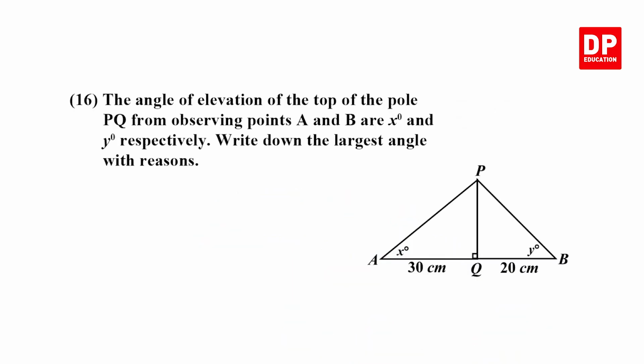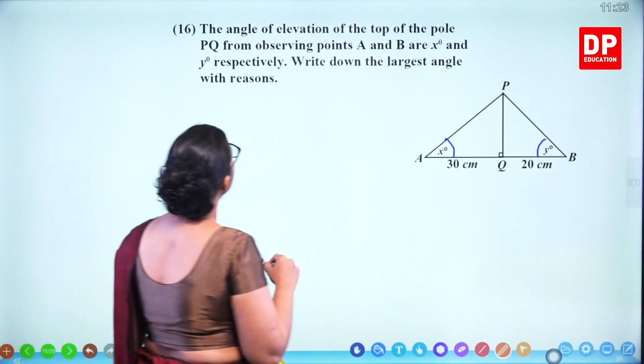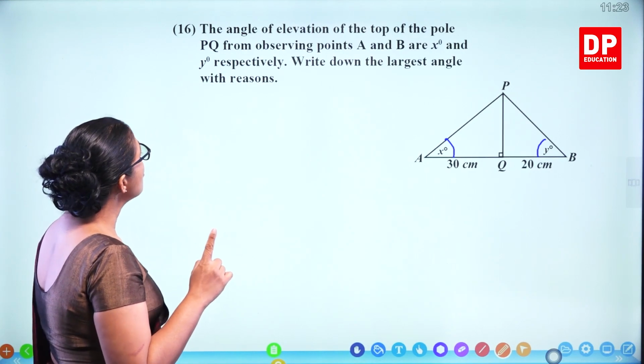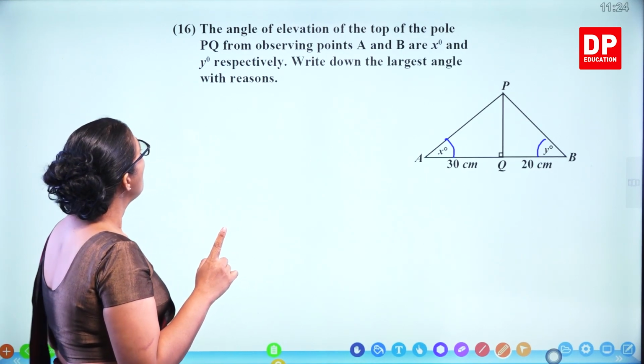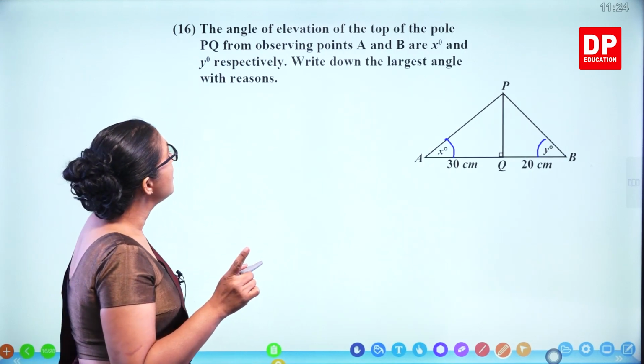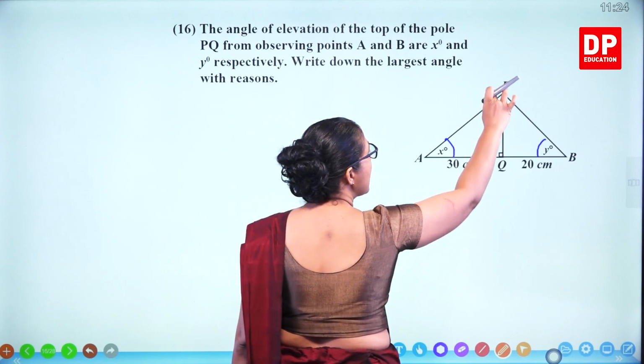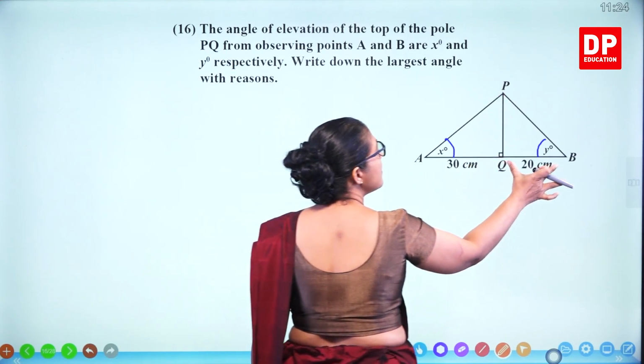Question number 16. The angle of elevation of the top of the pole PQ from observing points A and B are X and Y respectively. So these are the angles of elevation given. Write down the largest angle with reasons. Which one is larger, X or Y? Now think about it carefully. Same height. This is 20.